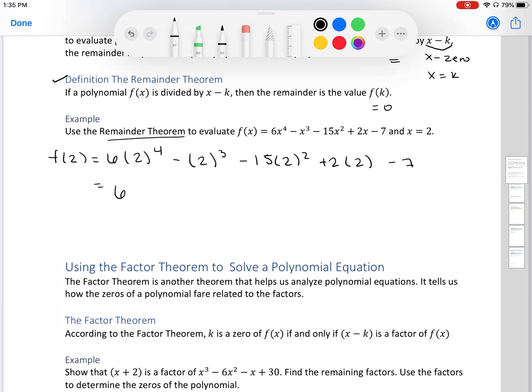We're left with 6 times 2 to the 4th power. That gives us 16, minus 8, minus 15 times 2 to the 2nd power, which is 4, plus 4 minus 7. 6 times 16 gives us 96. So I have 96 minus 8 minus 60 plus 4 minus 7. If we add all that up, we get 25.